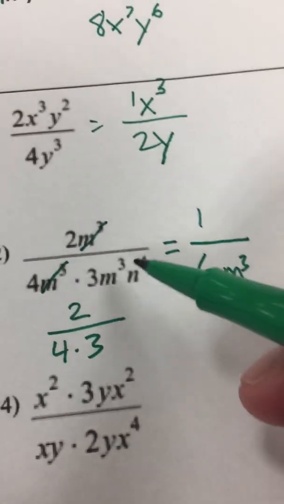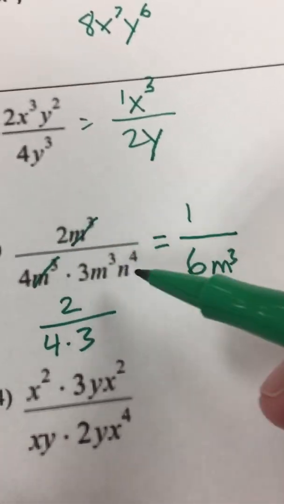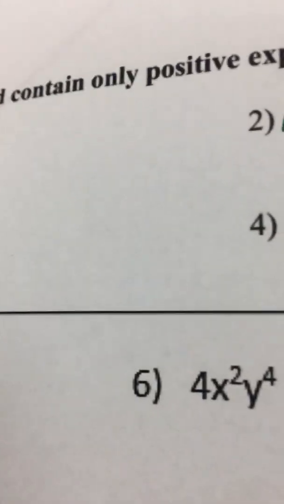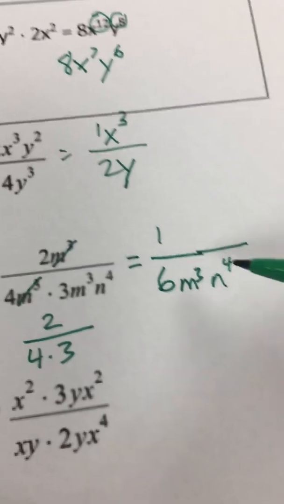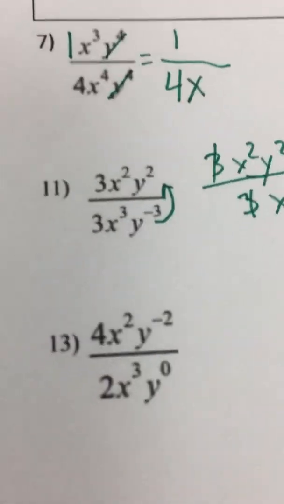And are there any other n's besides this? No. So there's nothing to do with it, but just leave it on bottom, n to the 4th. So there was my final answer, is 1 over 6 m to the 3rd, n to the 4th. We're just following the rules.